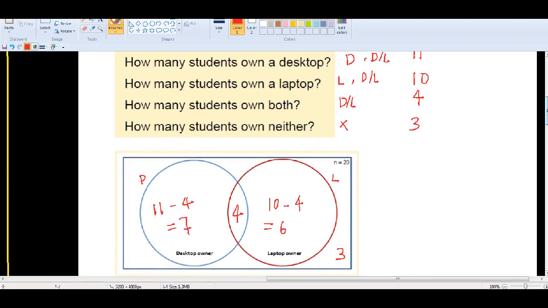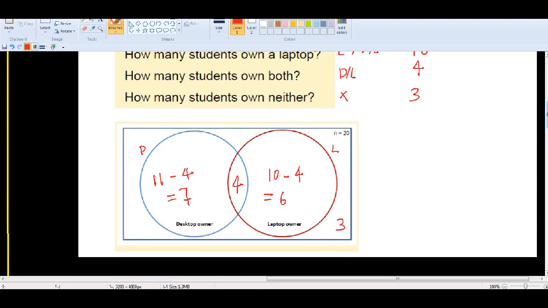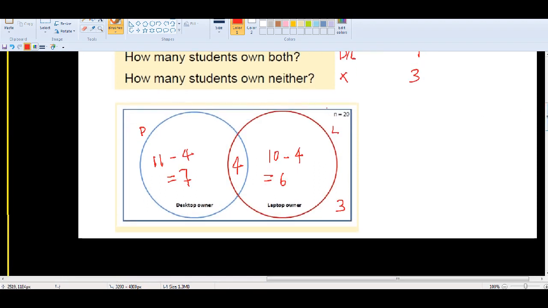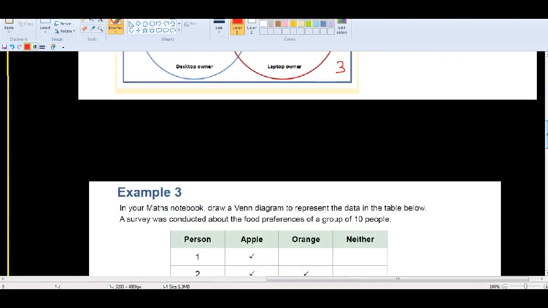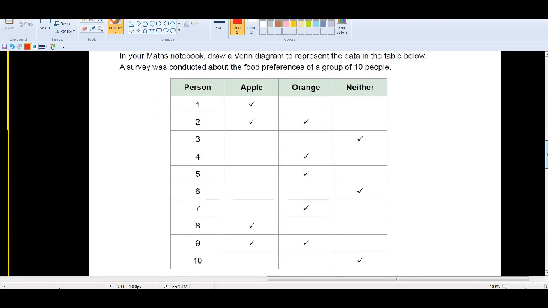So here's how we organize the data, and you can always check whether the total is 20, right? So if we check, we need to add all the numbers together. You will see it should be 20, so the check is complete. Okay, all good? Let's see another one.